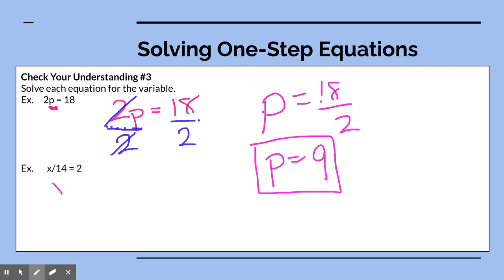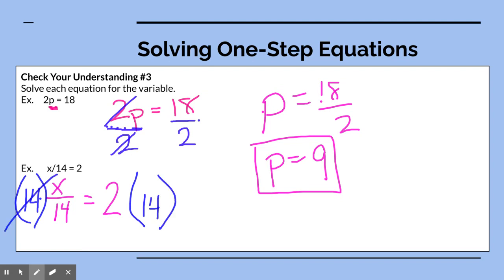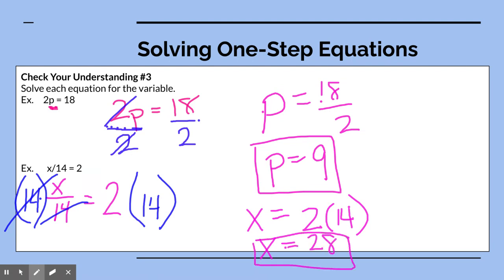This one right here, x over 14 is equal to 2. Same thing, only different. X is over 14, and we want to get the x by itself. So it'll be 14 multiplied on both sides. That cancels out and that cancels out. You should be left with x is equal to 2 times 14, which is x is equal to 28. Easy peasy, right?